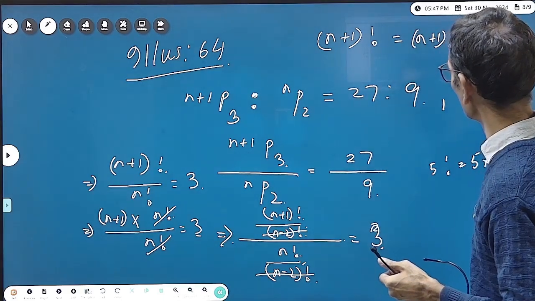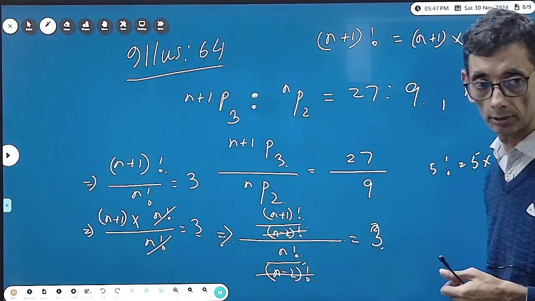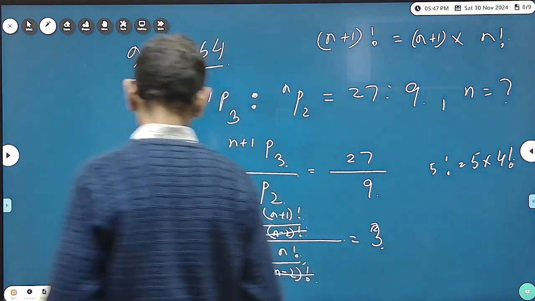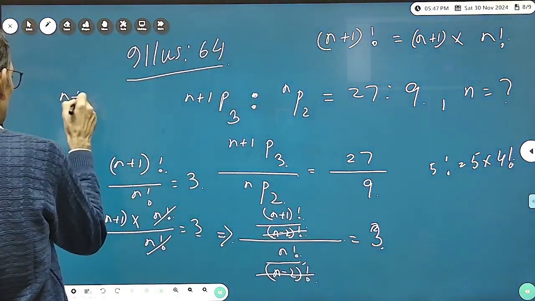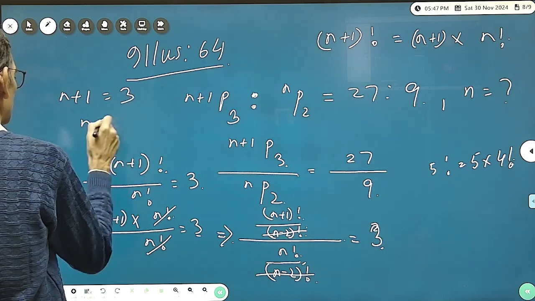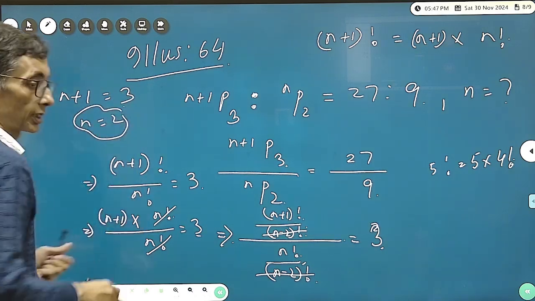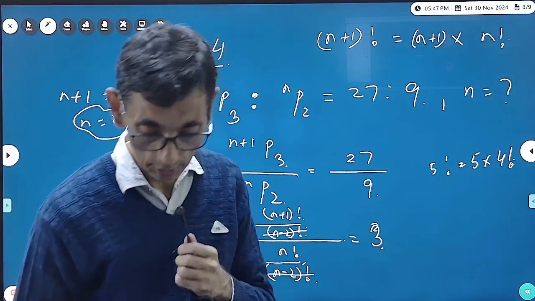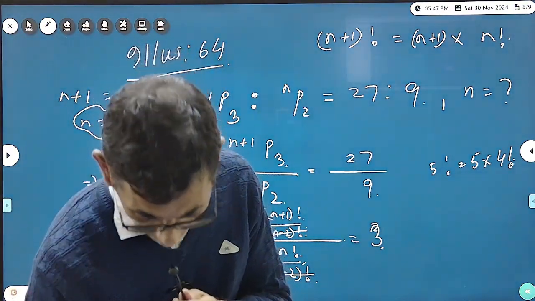Then what will you multiply? N factorial. So you will cancel out. N plus 1 equal to 3. So n is equal to 2. This is your answer. N equal to 2.